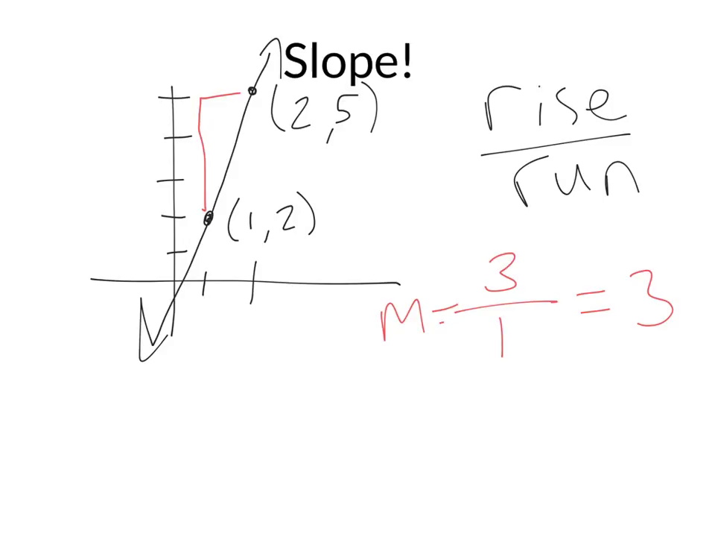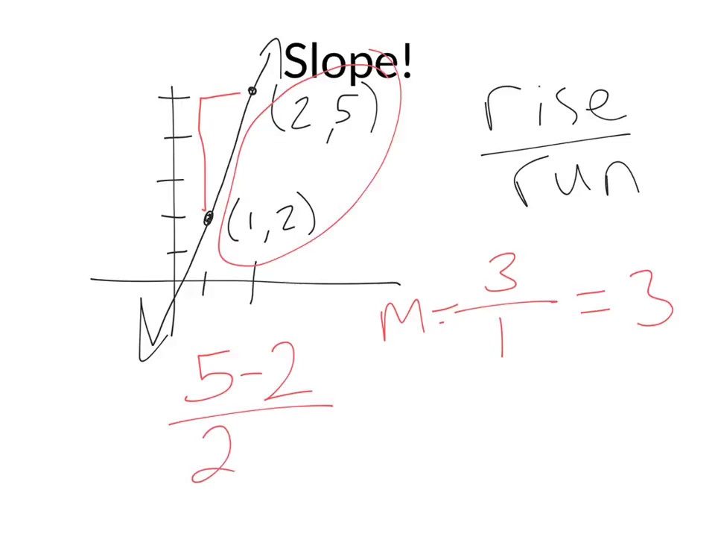Boom. We can also do that with a formula. Say I'm not given a graph with them on there. I'm just given these ordered pairs in the context of a problem. Well, my rise would be my y coordinates, so I would do my change in y, meaning y minus y, over my change in x, so 2 minus 1. And that would give me 3 over 1, which equals 3. Voila, it's the same thing. So let's write that formula down.